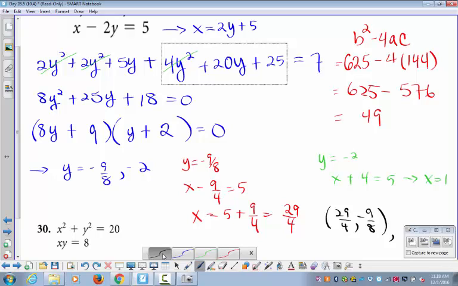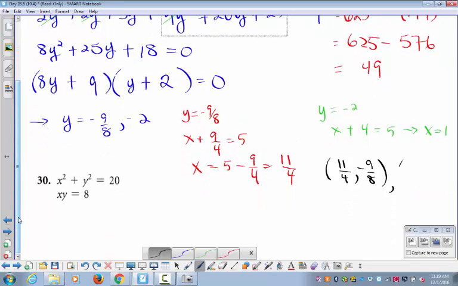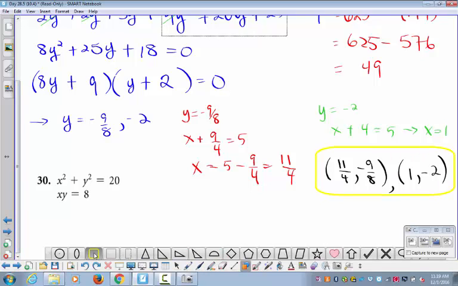Here? Yeah. So let's see. So x minus, oh yes, absolutely. Thank you. So that should be positive 9/4. So this should be 5 minus 9/4. So it's 20 over 4 minus 9. That's 11 over 4. So that should be 11. And then for the second one, 1 comma negative 2. Right there.